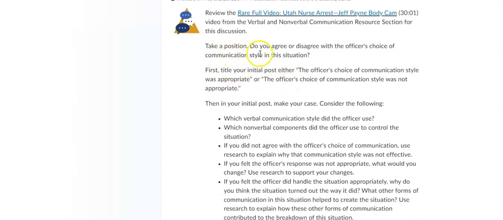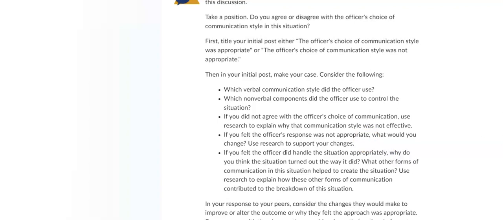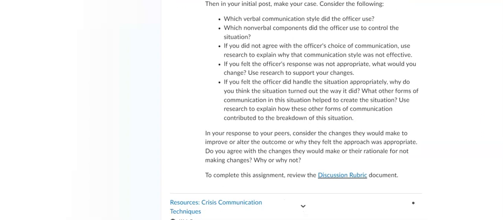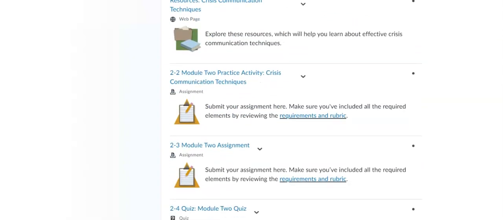So you're going to take a position. Do you agree or disagree with the officer's choice of communication style? Once you view that video, then you title your post here and make sure you consider each one of these. All right. This is good brain candy. It's a good challenge for you. And make sure you respond to each other quite well. Some more resources here, I should say.